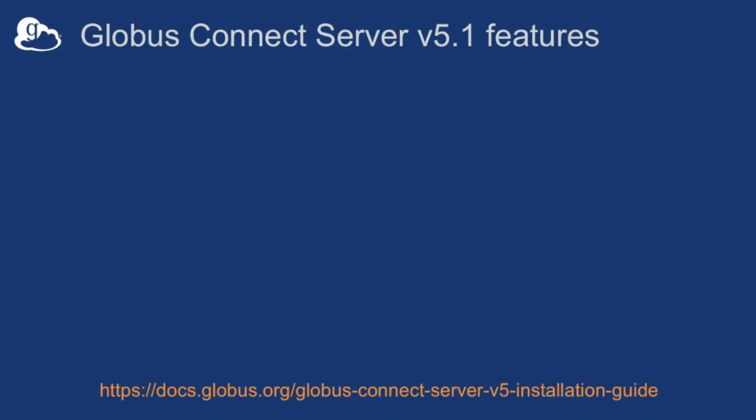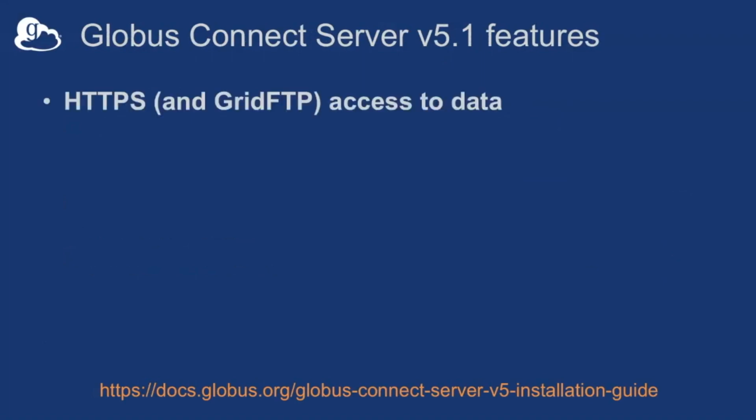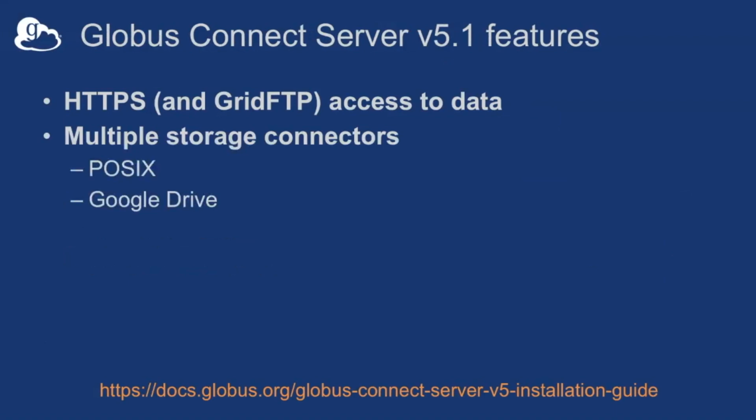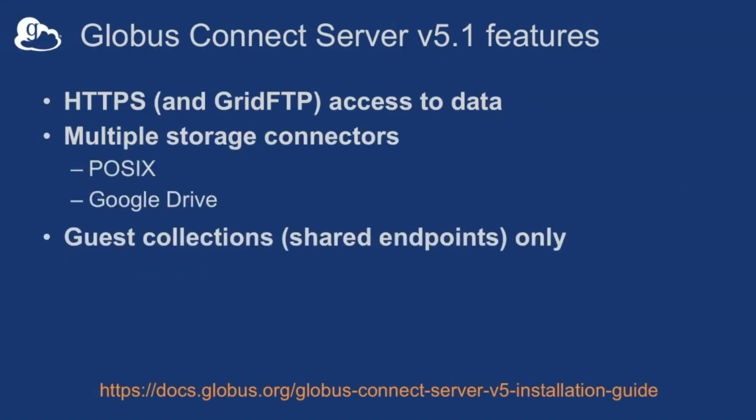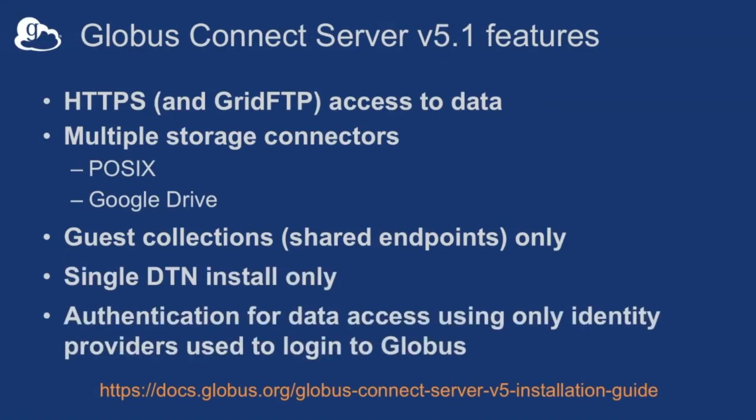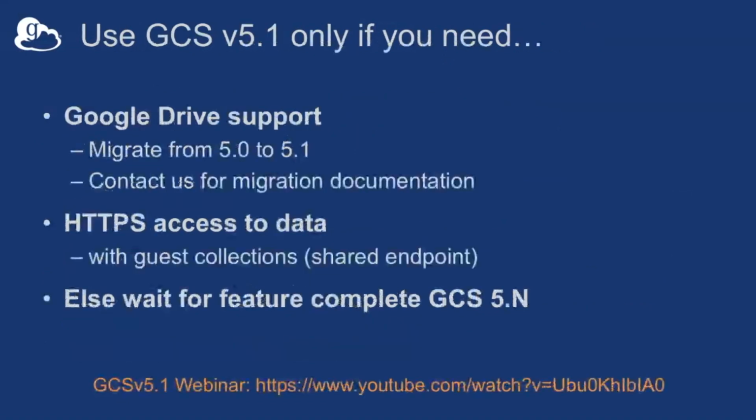And then as an admin, you have this extra thing of storage gateways to manage. So again, the 5.1 features: what actually just shipped is HTTPS as well as GridFTP. We have the POSIX and Google Drive connectors. Right now, it's still only what we're calling guest collections or shared endpoints, endpoints that allow guest access through Globus access control. Single DTN only, we don't have the scale out yet. And authentication only using identities that are part of the Globus Auth login service. All of these will be relaxed in the subsequent releases.